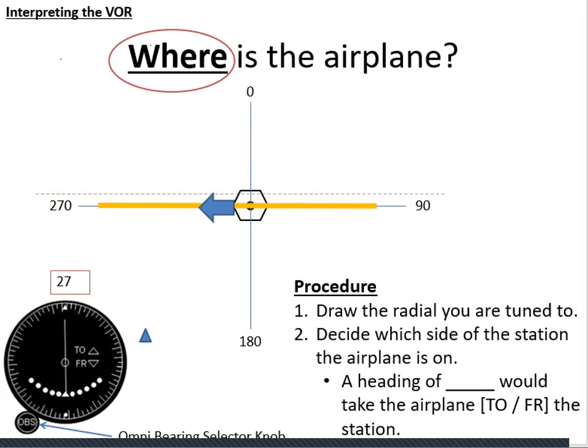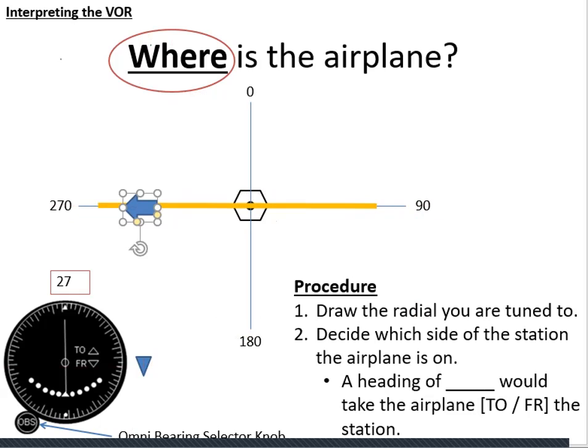Once I pass the station, that TO flag is going to flip around. First the instrument's going to flip over to OFF as it gets confused as we get too close to the station, and then that's going to flip from the TO flag to the FROM flag and let me know that now I'm in a position where if I were to point the airplane at 270 degrees and keep flying along that line, that course is going to take the airplane away from the station.